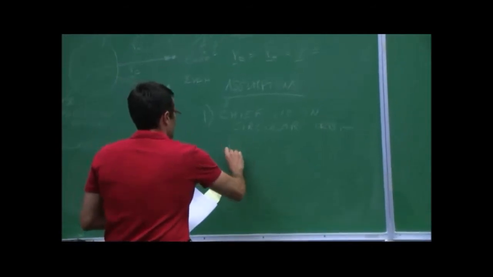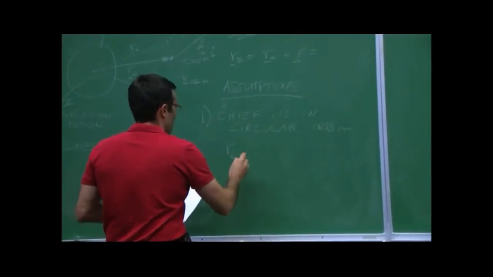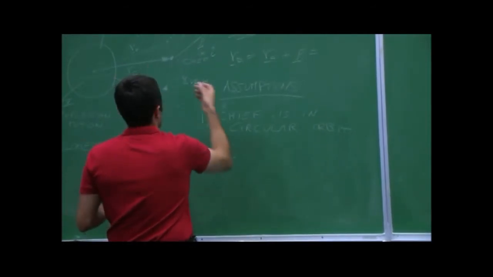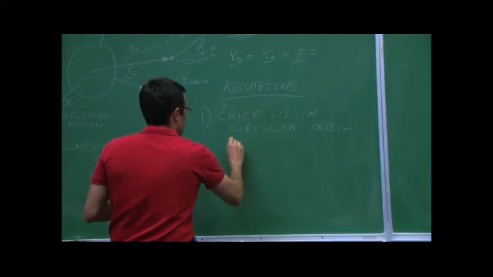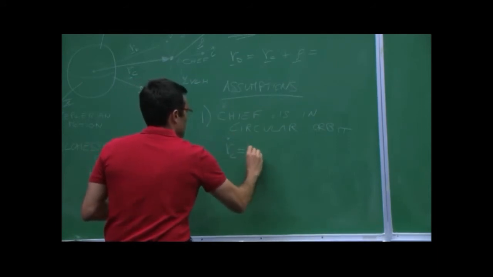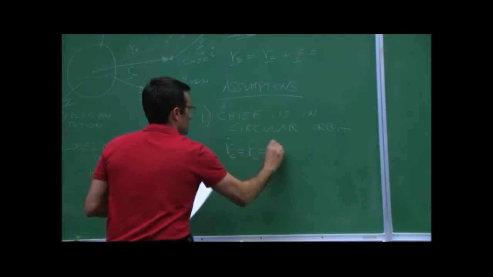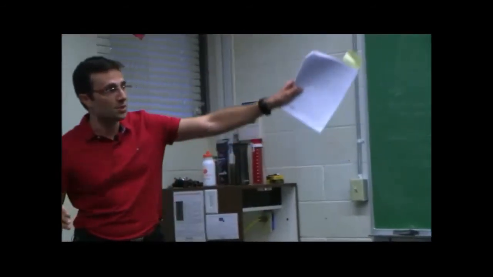Yes, so if the chief is in circular orbit, this means a series of things. The norm of the position vector of the chief is constant, right? So RC dot, and as a consequence, RC double dot, they're zero. Agree? Chief is moving on its orbit, the vector is changing, but the norm of the vector is not. And that RC that you see there and RC dot, those are norms, right? Agree? Okay.